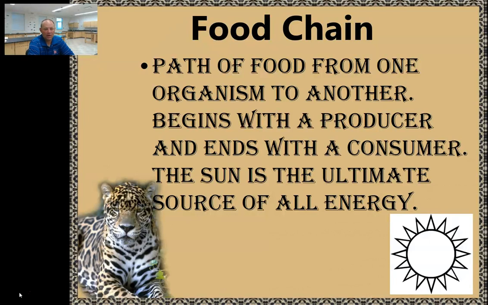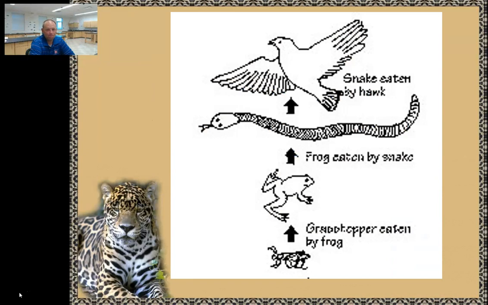So on our planet, the sun is the source of all energy. Every bit of the food you eat, everything got its energy from the sun. So without the sun, we would have no energy on this planet.